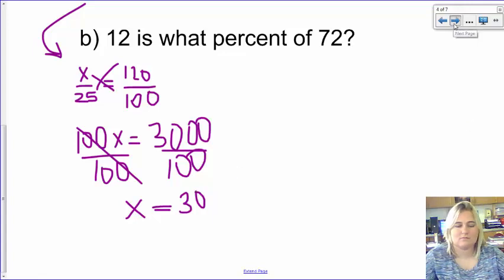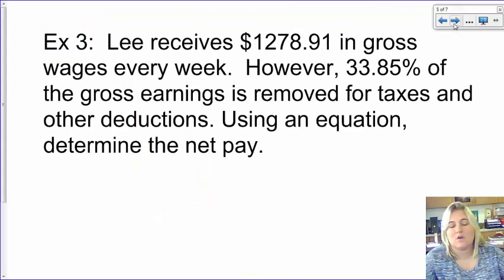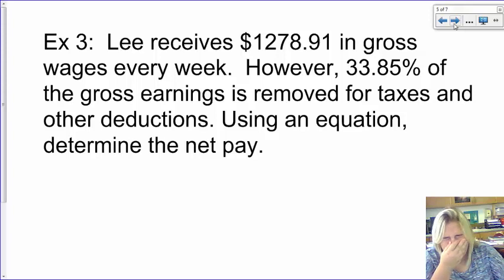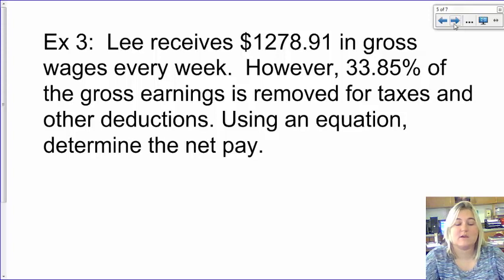Example 3. Lee receives $1,278.91 in gross wages every week. However, 33.85% of the gross earnings is removed for taxes and other deductions. Using an equation, determine the net pay. So we want to know how much he, it says that he receives the $1,278.91, but his net pay is what he would get after that deduction.